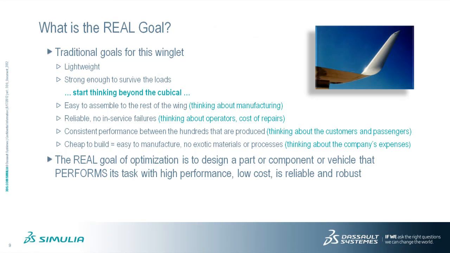We're going to look at some of the traditional goals, including we want it to be lightweight, we want it to be strong enough to survive the loads, but we're also going to think beyond our cubicle. Most of us engineers sit in one cubicle and think about one part. But we're going to go beyond our cubicle and think about easy assembly to the rest of the wing, thinking about manufacturing. Reliability, having no in-service failures, thinking about the operators, the cost of repairs. Having a consistent performance between the hundreds of products that are produced, thinking about the customers and the passengers. And we also want it to be cheap to build, easy to manufacture, no exotic materials or processes. So we're thinking about the company's expenses as well.